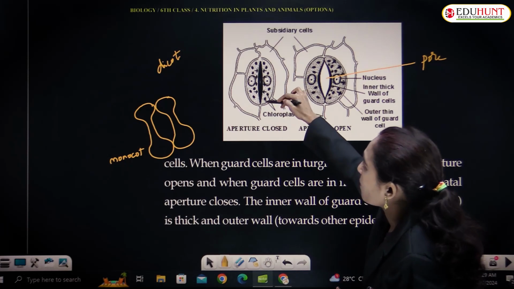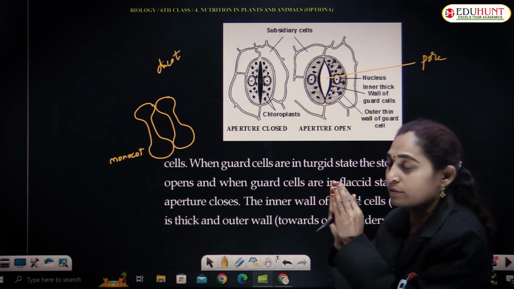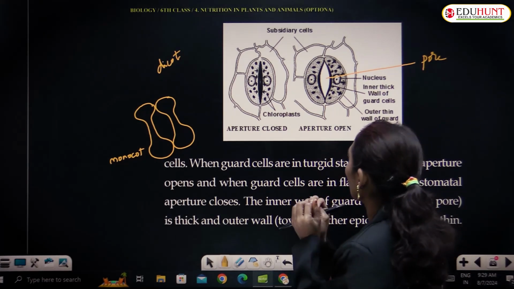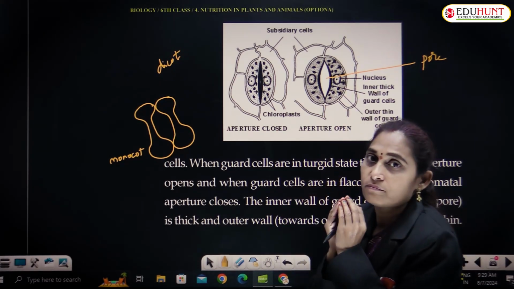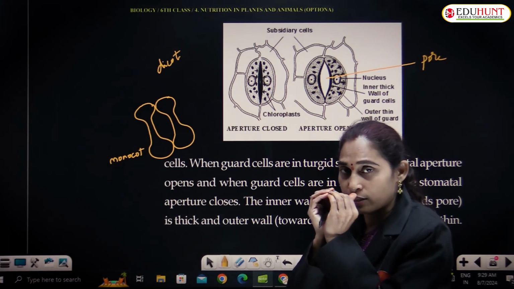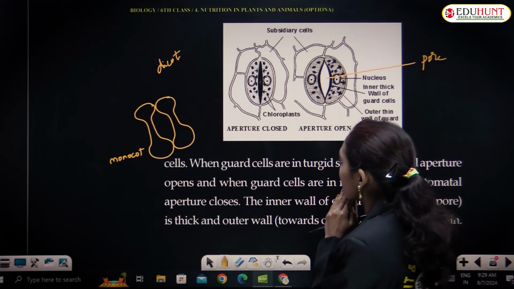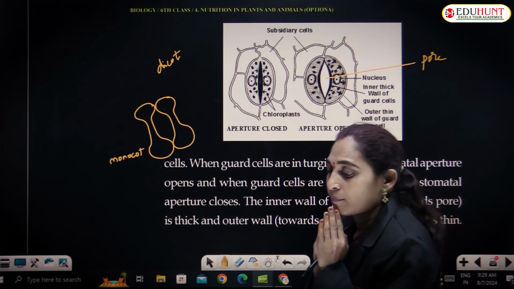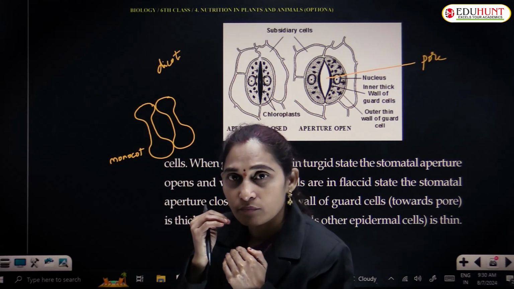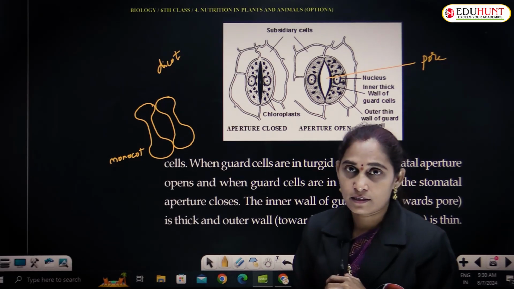When the stoma is closed, when the pore or aperture is closed, it looks like this. Both the guard cells come closer to each other. Whenever it opens, it looks like that. Whenever the pore or the aperture opens, the two guard cells expand. When they compress, the pore gets closed. This movement is based on the turgor pressure present in the guard cell.